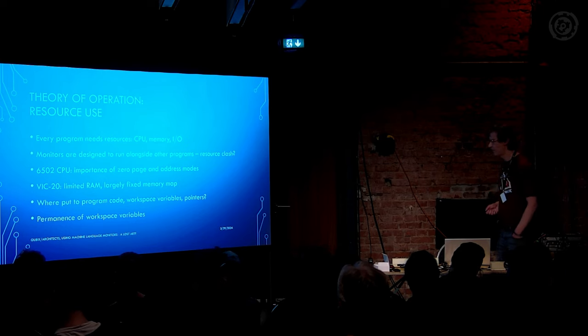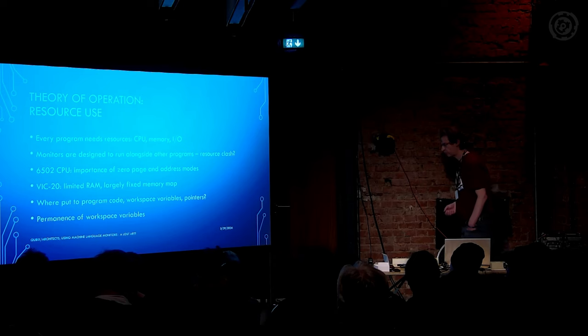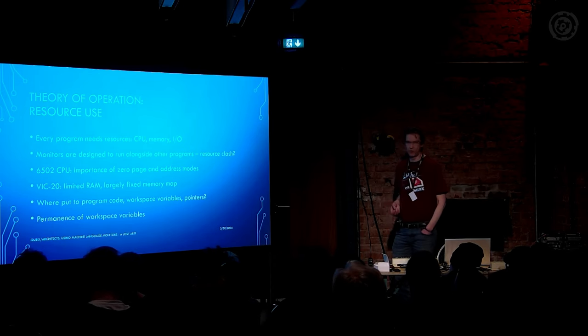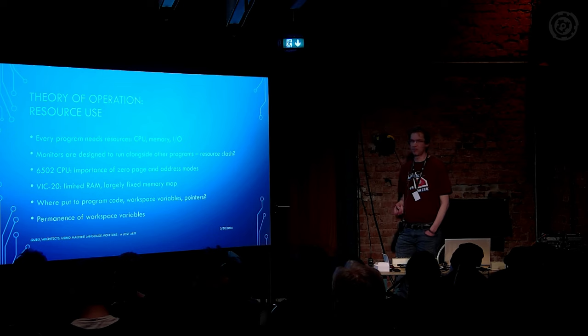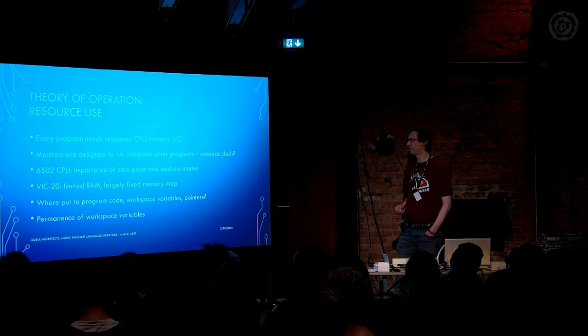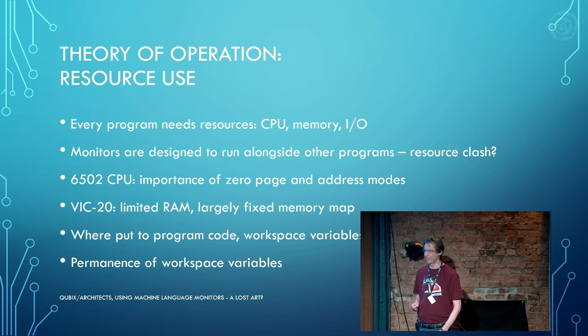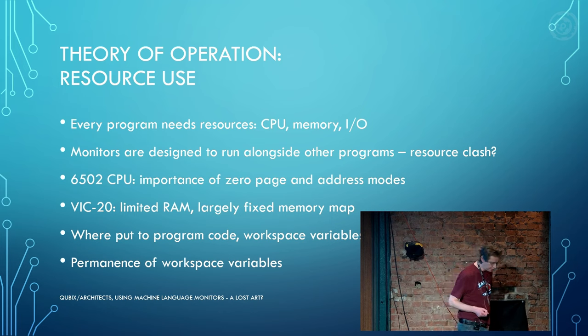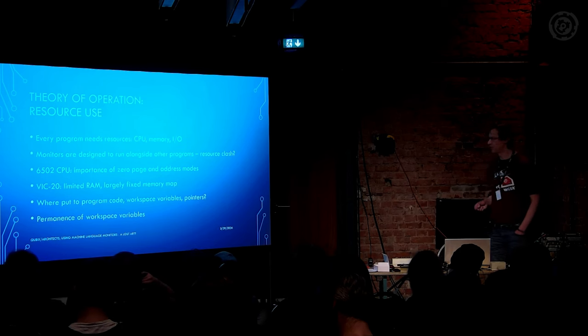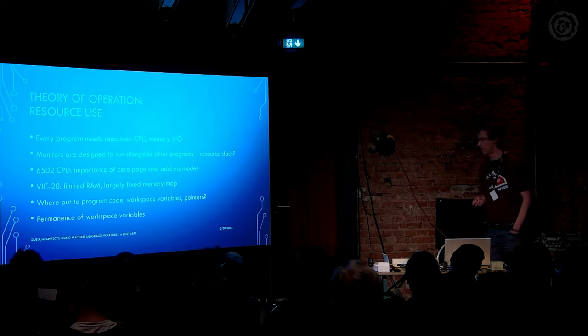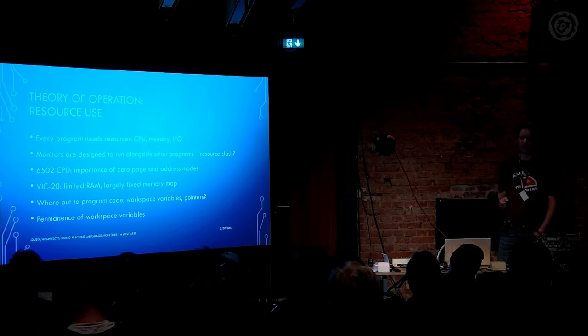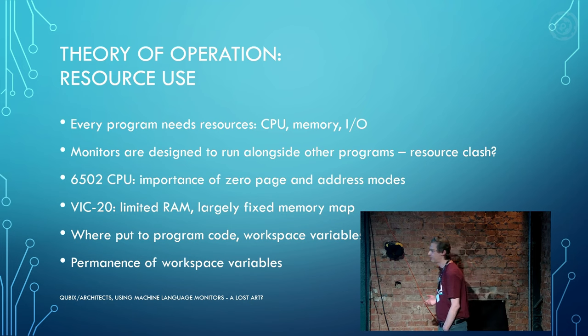With the 6502 CPU, the most important resource clash happens with the zero page, but you need some zero page because some of the address modes of the CPU require the use of the zero page. And with the VIC-20 in particular, you have a limited memory map, a limited RAM and a larger fixed memory map. And that's the reason I gave out the sheet that is our mental map for the examples I go into. Without such a map, you easily get lost in the addresses that might appear on screen.